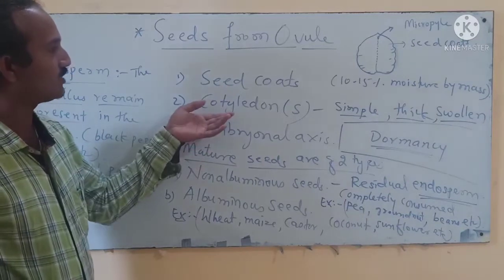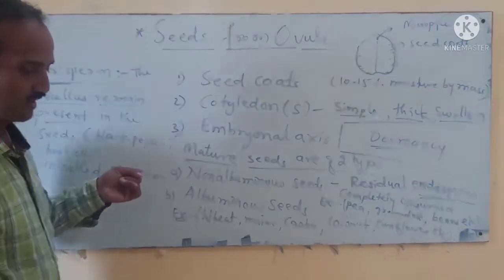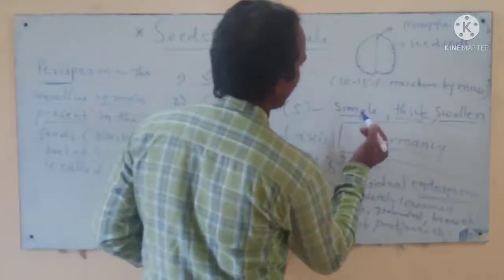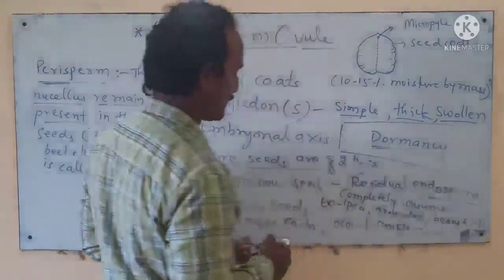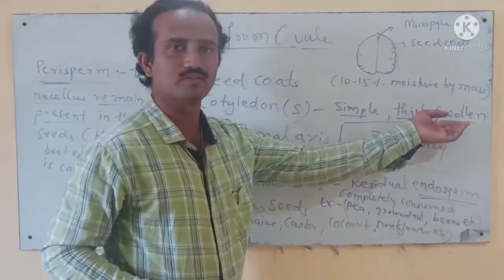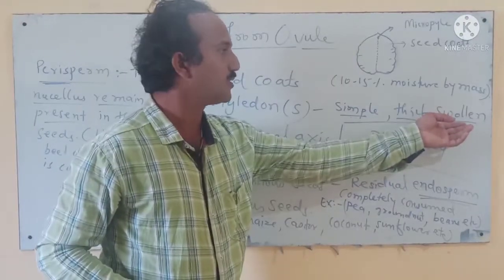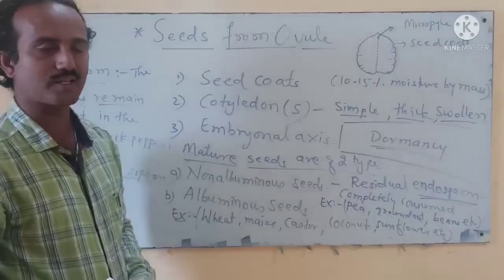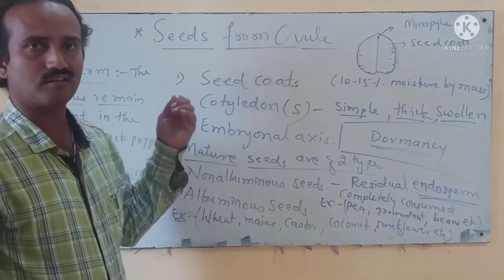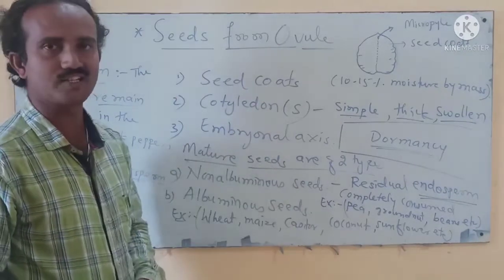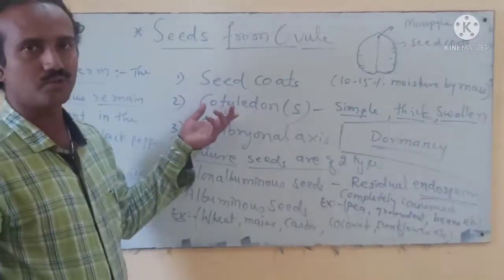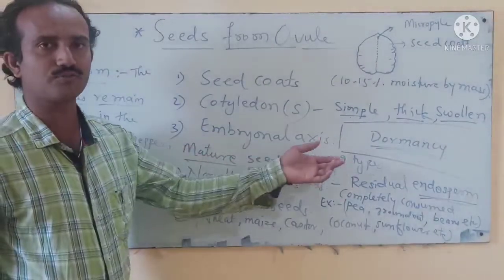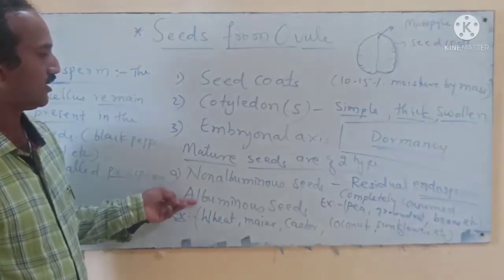And they have the cotyledons. The cotyledons are simple, thick, and swollen, because they contain residual endosperm, the reserve food material required by the seed during germination. On that basis, mature seeds are of two types: non-albuminous and albuminous seeds.